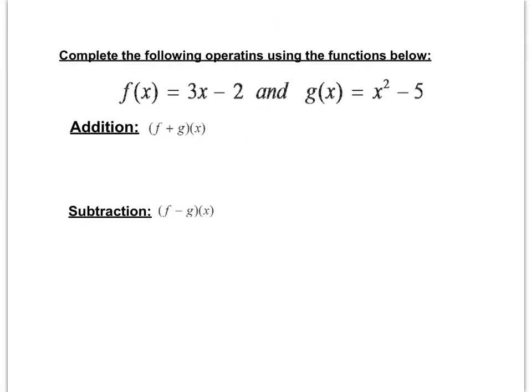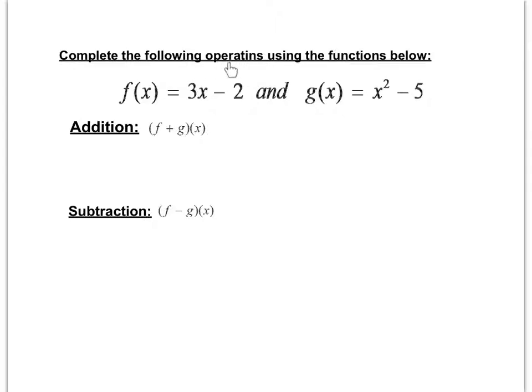So, when you see more than one function, for example, we have a linear function, f of x equals 3x minus 2, and g of x, what type of function is g of x? Very good. G of x is a quadratic function. But I have two functions, f of x, a linear function, and g of x, a quadratic function. I can now compute operations.